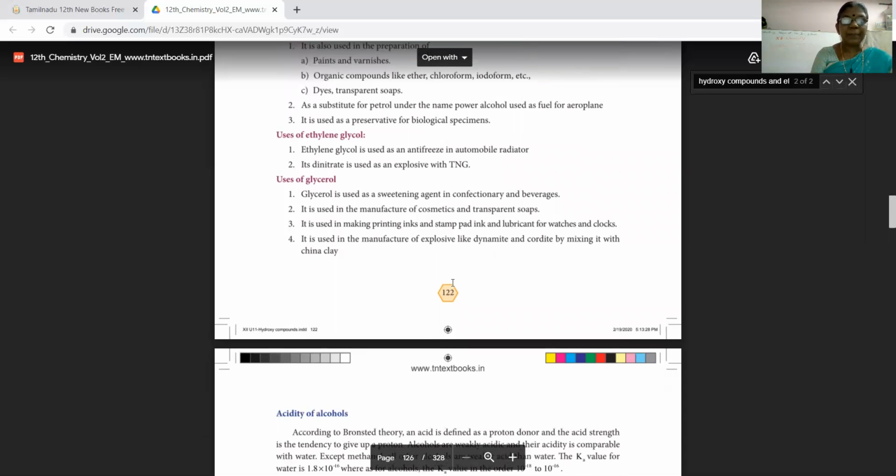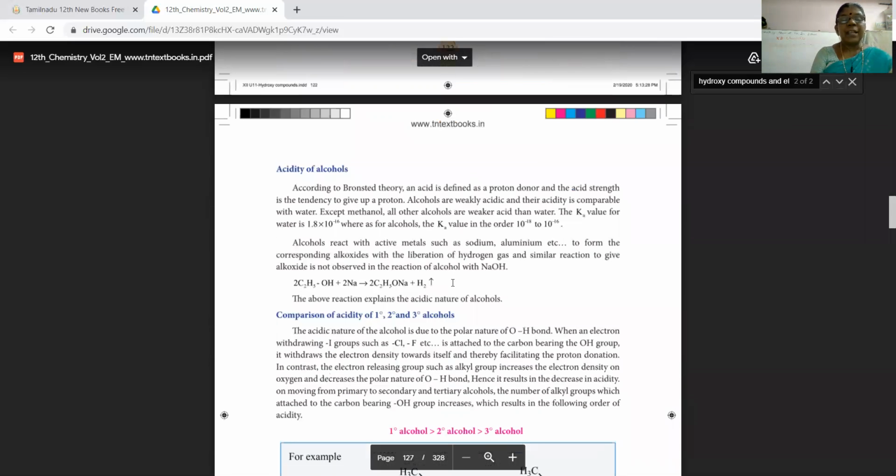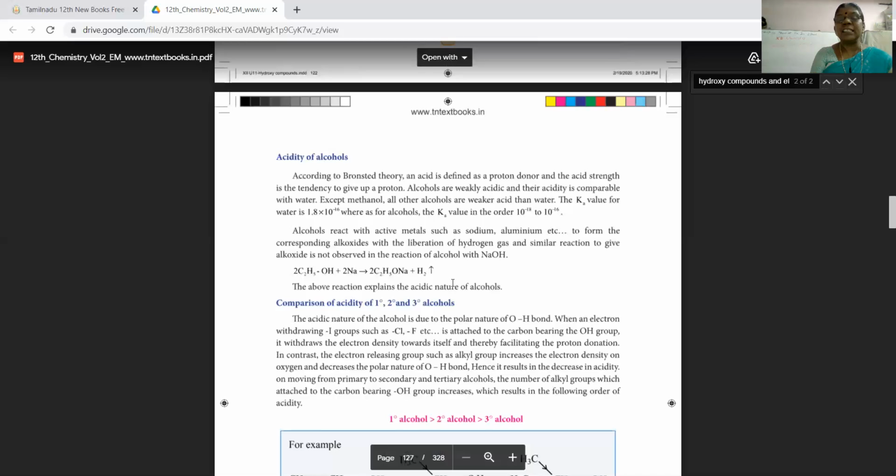Next, we are going to see the acidity of alcohols. According to the Bronsted theory, an acid is defined as a proton donor, and acid strength is the tendency to give up a proton. Alcohols are weakly acidic and their acidity is comparable with water. Except methanol, all other alcohols are weaker than water. The Ka value for water is 1.8 x 10^-16, whereas for alcohols the Ka value is in the order of 10^-18 to 10^-16.